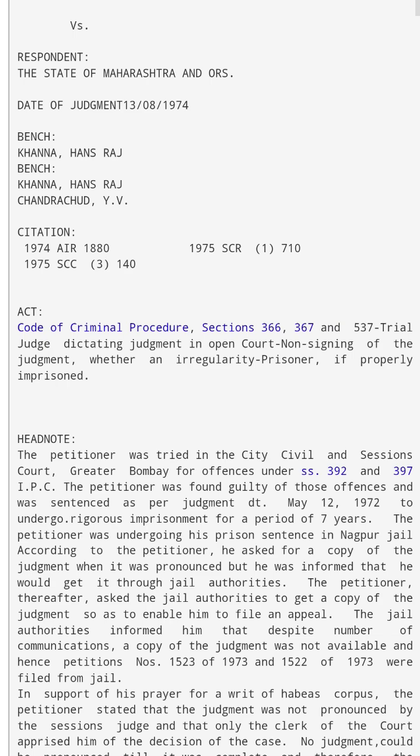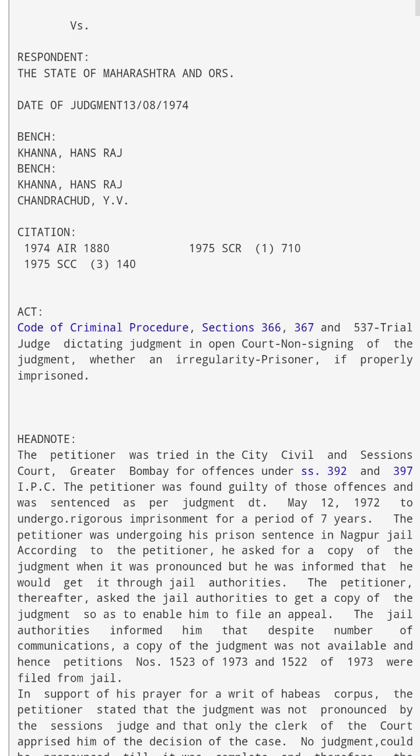1. Who was involved? Petitioner. This is the person who is in jail. He was found guilty of robbery and sentenced to 7 years of imprisonment. Judge. The person who heard the case decided the man was guilty and gave the punishment. Jail authorities, the people who manage the prison and are responsible for the prisoners.